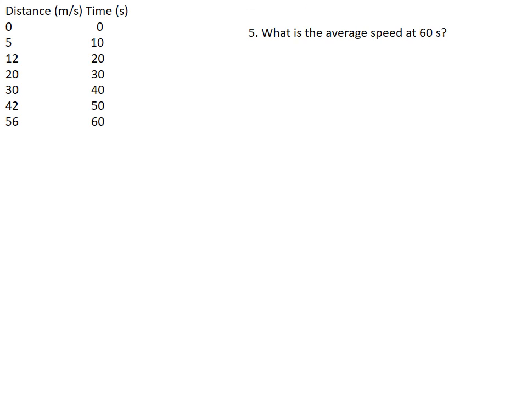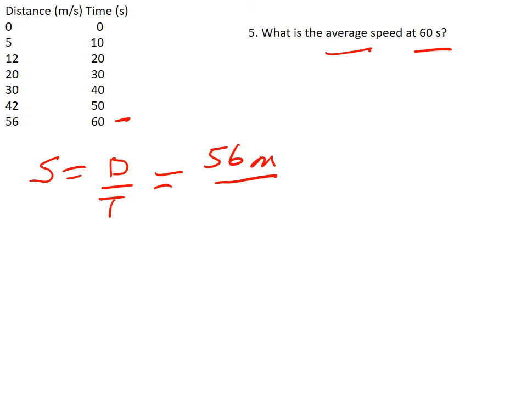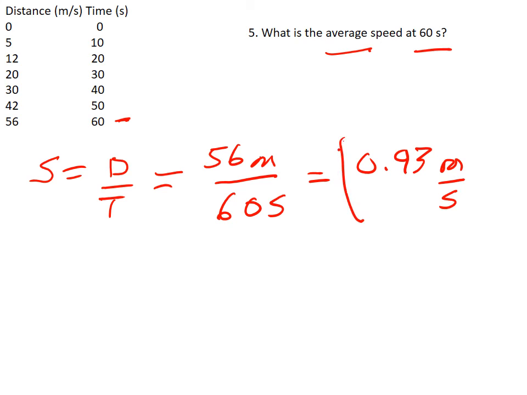And our last problem here is we're going to figure out the speed at 60 seconds. So we'll use the data here. So again, speed is equal to distance divided by time. The distance is 56 meters divided by the time of 60 seconds. 56 divided by 60 is 0.93 meters per second. Okay, that concludes this answer.